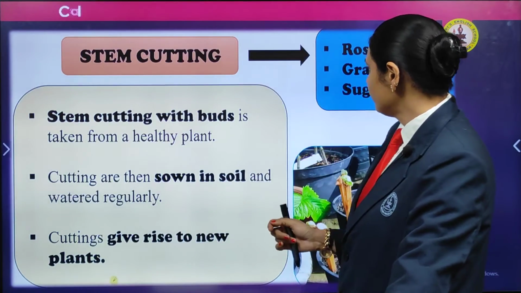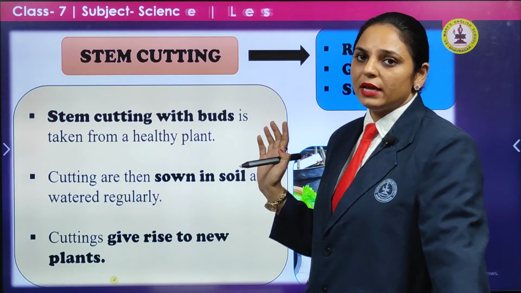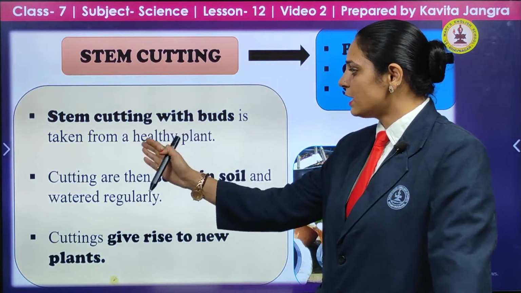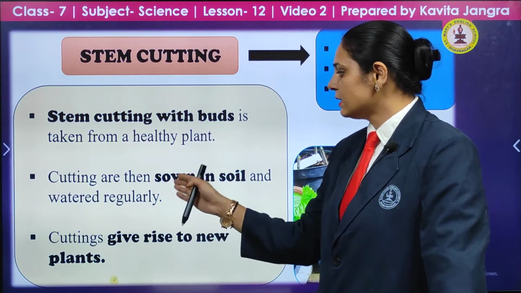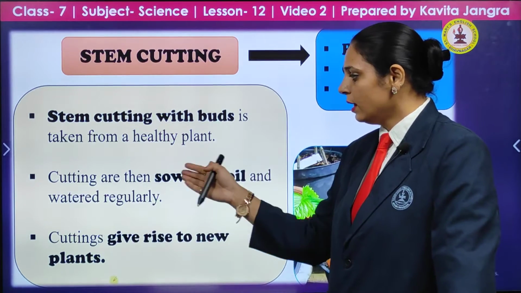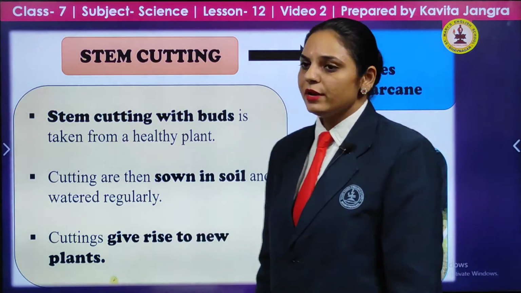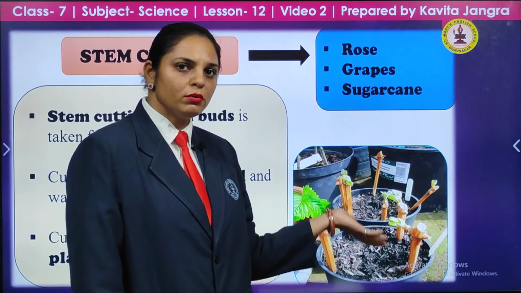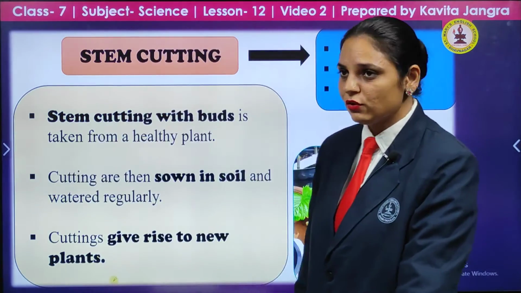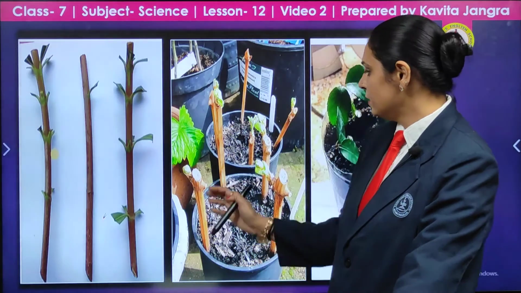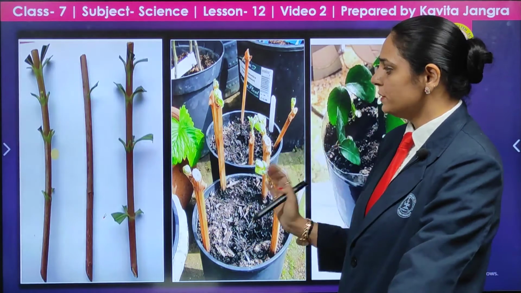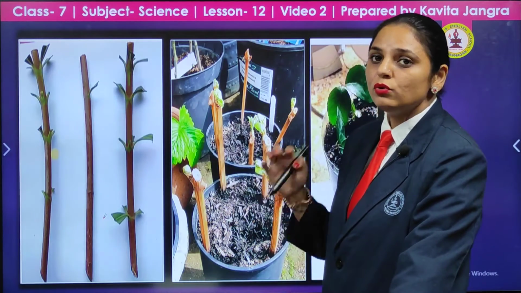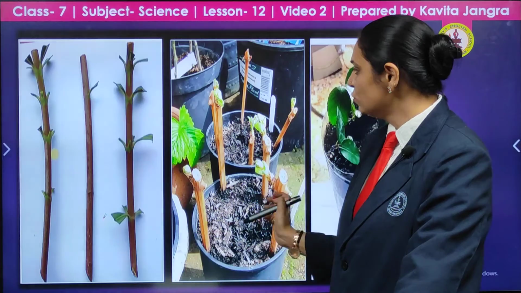This is the stem cutting. And in which cases can you use it? In the case of rose, grapes and sugarcane. Stem cuttings with buds are taken from a healthy plant, and the cuttings are then sown in the soil and watered regularly, and it will give rise to the new plant. As you can see here, these stems are sown in the soil, and after a few days when you water it regularly, the new plantlet is formed, just like this in sequence. 2 to 3 nodes should be present, from where the new stem will arise, and at the lower end the roots will develop.